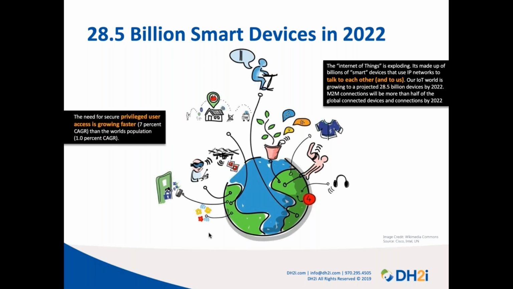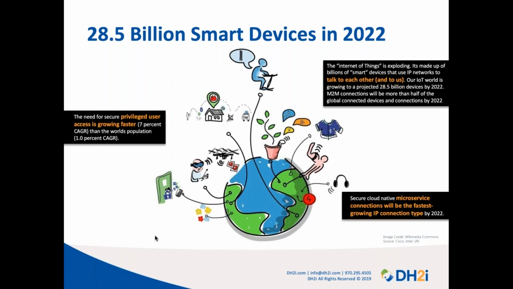Additionally, there is this need for privileged access. That need is actually growing faster than the world population by a pretty significant amount, 7% versus 1%. So huge growth in that area. And then additionally, secure cloud-native microservice connections are going to become the fastest growing IP connection type by 2022 as well. So you've got all these factors going on that are really changing the landscape in terms of networking.